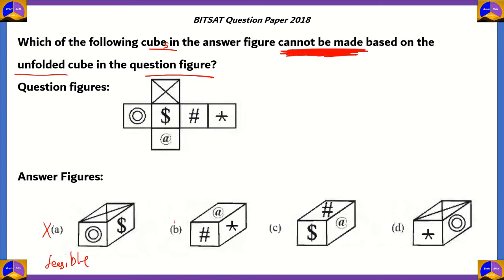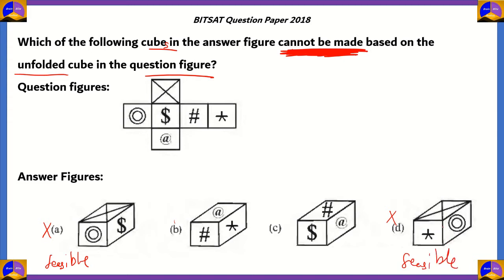So the 5-pronged asterisk will come close to the concentric circles. It comes to the left of the concentric circles, so therefore this particular cube is possible. So that means option D is incorrect. The reason why it's incorrect, because it is possible, it is feasible.